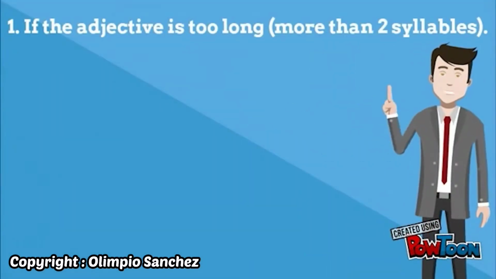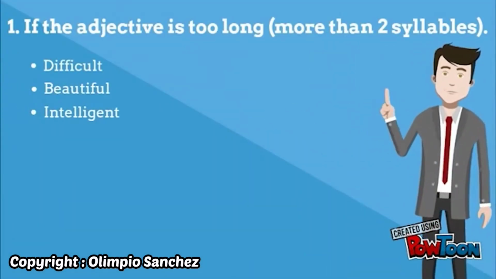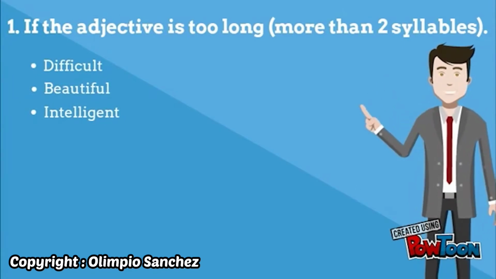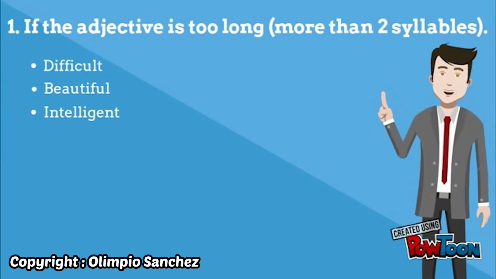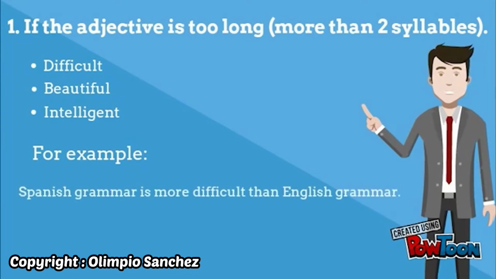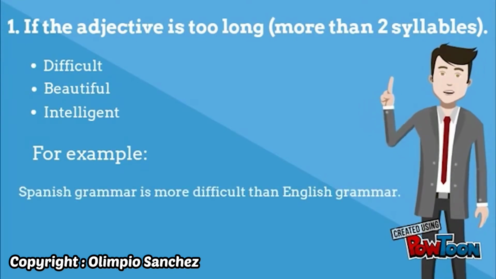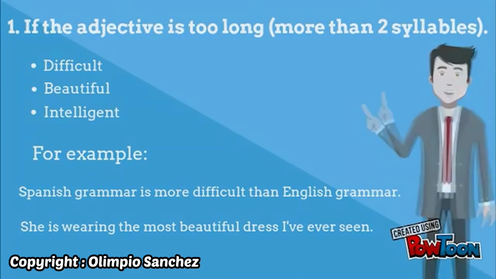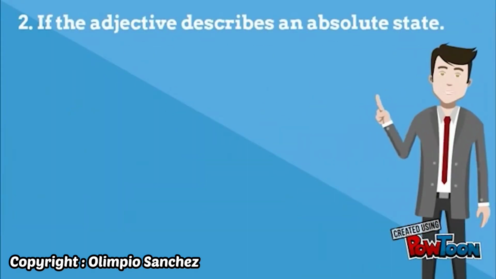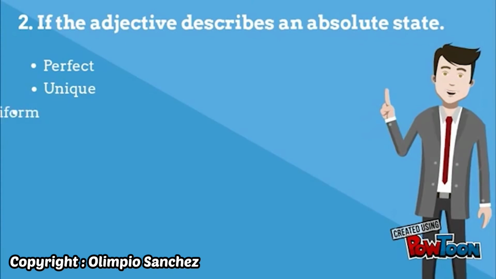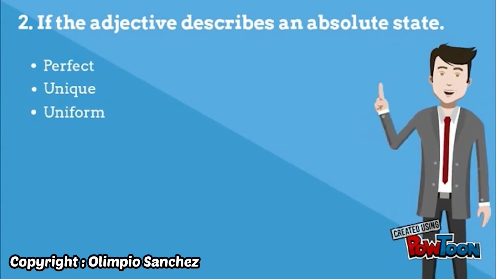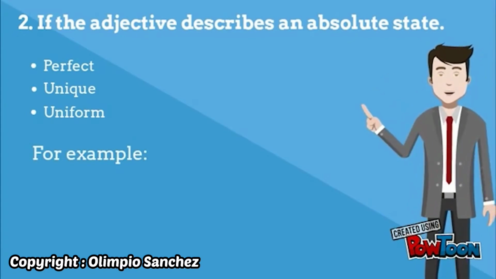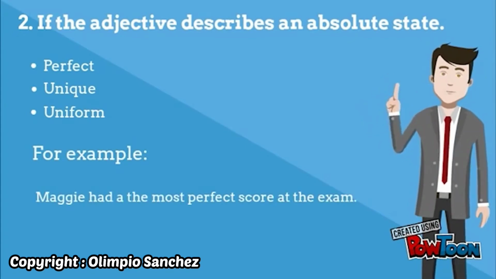First, if the adjective is too long, more than two syllables, then you cannot use comparatives and superlatives. For example, Spanish grammar is more difficult than English grammar, or she's wearing the most beautiful dress I've ever seen. Second, if the adjective describes an absolute state, like perfect, unique, and uniform, you cannot use comparatives and superlatives. For example, Maggie had the most perfect score at the exam.